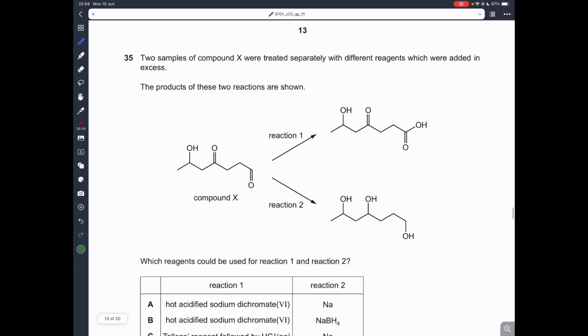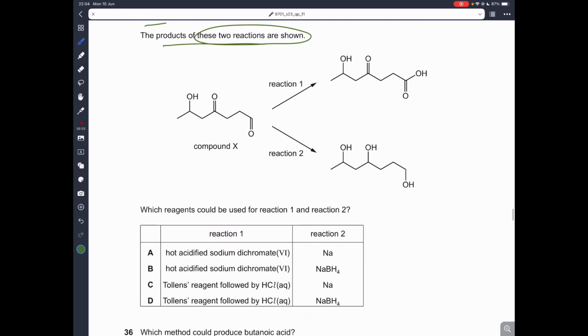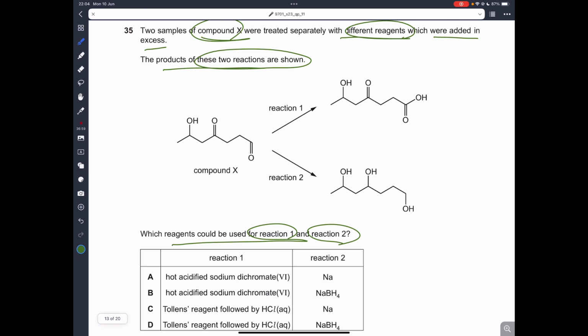35. Two samples of compound X were treated separately with different reagents which were added in excess. The products of these two reactions are shown. Which reagent can be used for reaction 1 and reaction 2? Okay, for reaction 1, we can see that compound X, right? This is an aldehyde group.